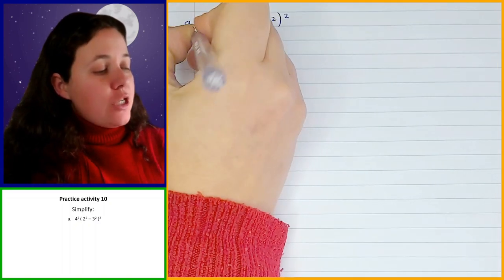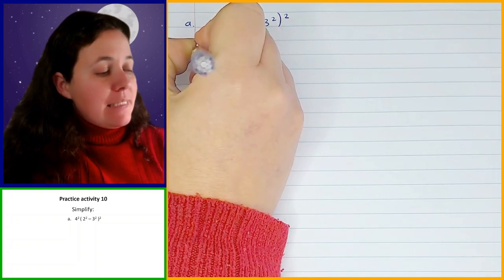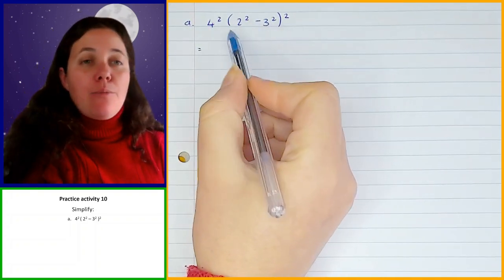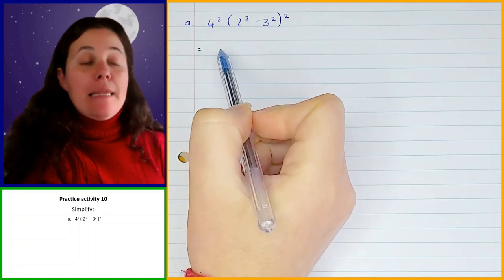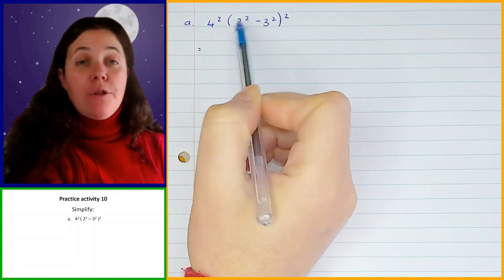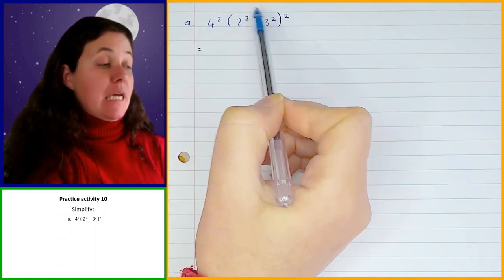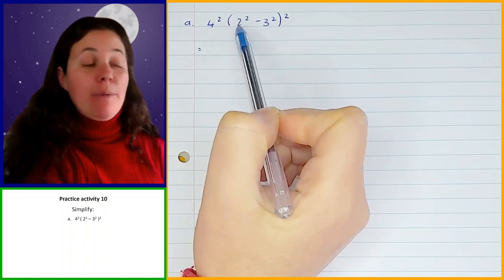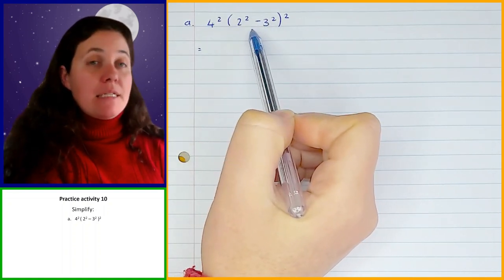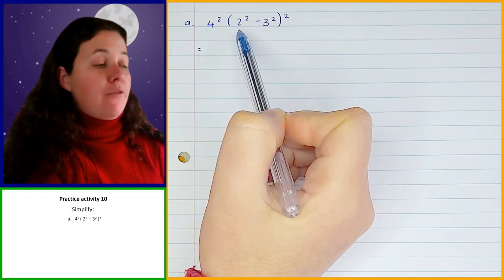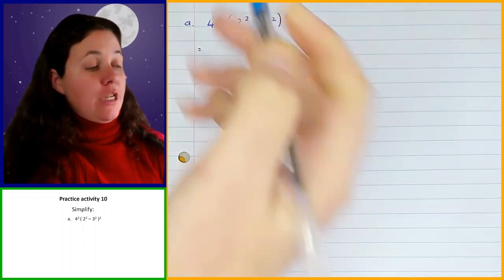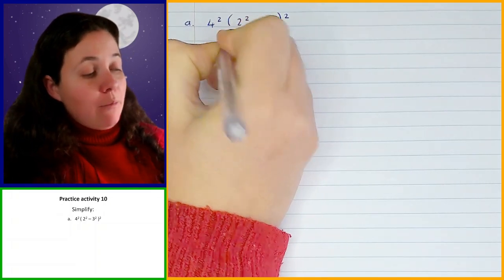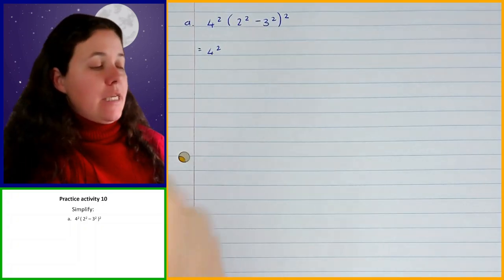Okay, so first of all, BEDMAS says I have to do anything that's inside the brackets first, and we said that if there are multiple things that need to happen inside the brackets, I need to make sure that I apply BEDMAS in there as well. So inside the brackets, I've got exponents that I need to simplify before I can get onto my subtraction. So I'm going to have 4 squared. I'm not going to touch that yet because I'm nowhere near that stage yet.